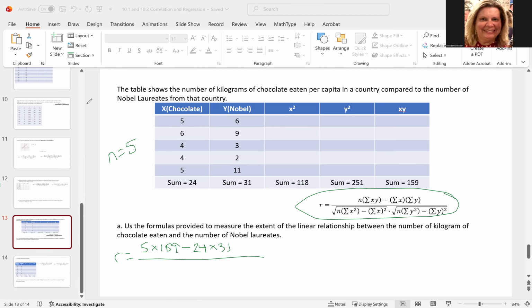That's my numerator. Denominator, first square root of n, so that's 5, times the sum of x squared, 118, minus the sum of x, 24 squared, times a separate square root of n times the sum of y squared, minus the sum of y squared. Okay, again, do it separately. So the numerator is 51. Denominator turns out to be rounded 64.16, gives me a 0.79.